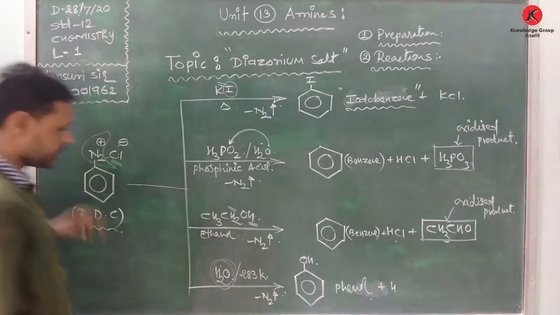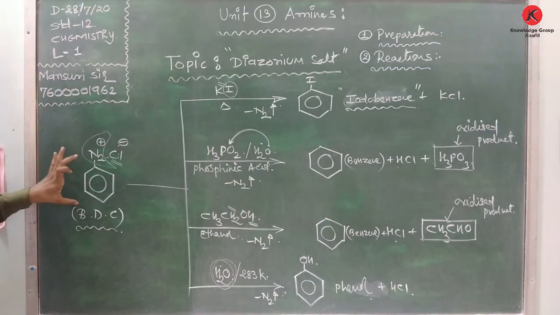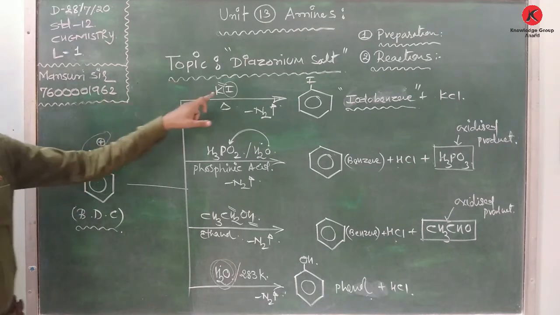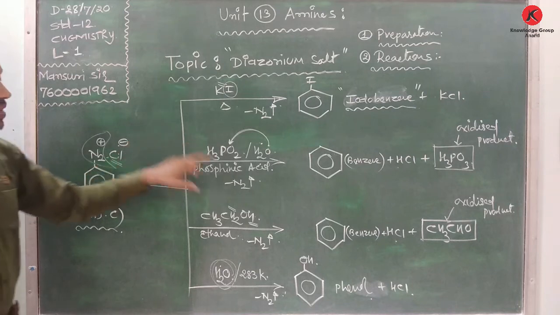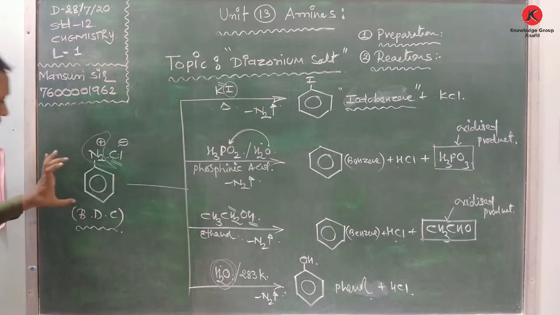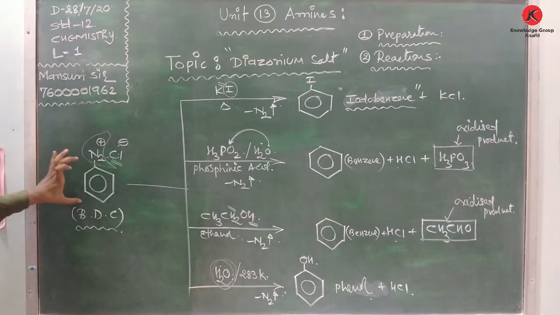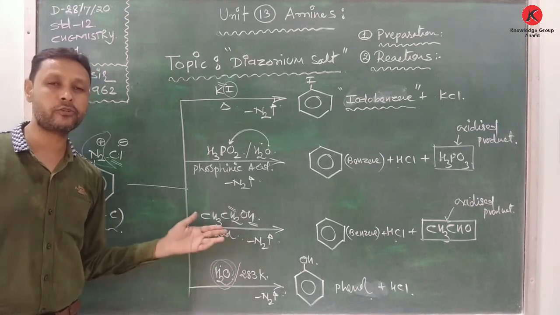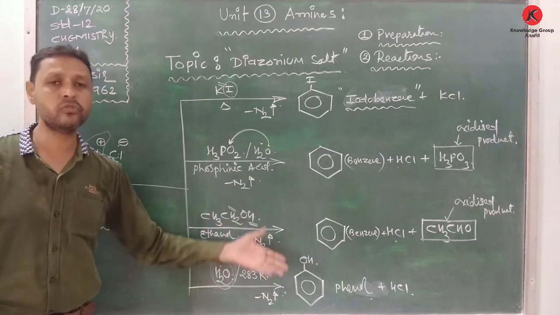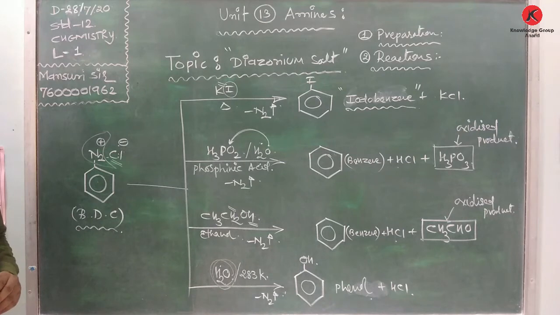Plus H and Cl. So we can say that when benzene diazonium chloride reacts with KI, it forms iodobenzene; with hypophosphorous acid, it forms benzene; with ethanol, it forms benzene; and when benzene diazonium chloride reacts with a water molecule, it gets hydrolyzed at 283 Kelvin and forms phenol. So these were the reactions of diazonium salt.